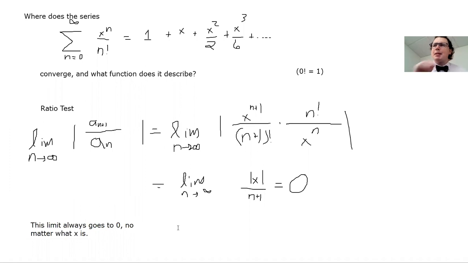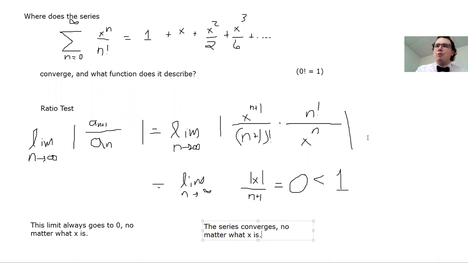But that means, I got to do my interpretation now. If the limit from the ratio test converges to a real number which is less than 1, I'm pretty sure 0 is less than 1. I'm feeling pretty strong about that today. That means that the series converges no matter what x is.